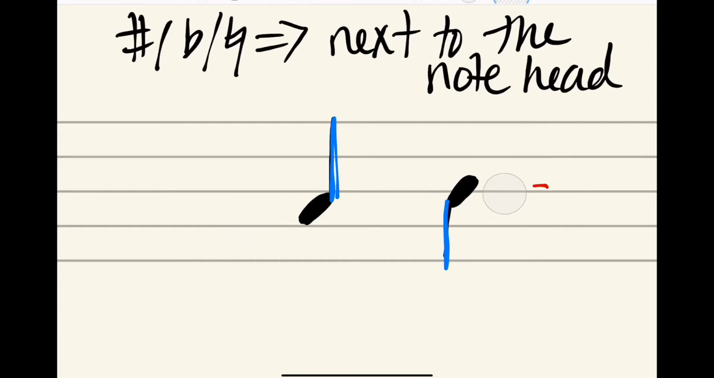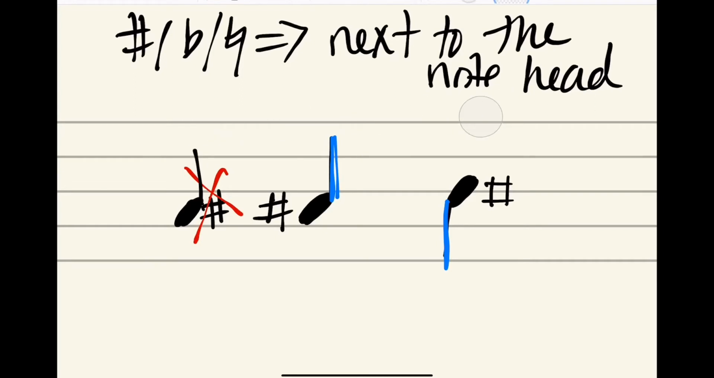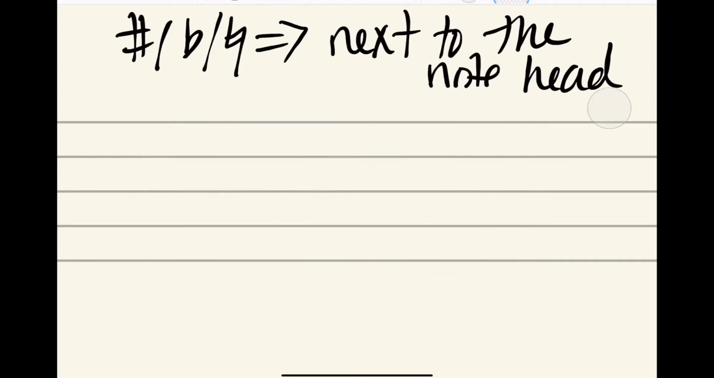So the note needs to always, the accidental, the sharp or the flat, needs to always be next to the note head all the time, okay? Don't put it behind the stem because then it's actually on the wrong side. For example, this would be inaccurate because this is on the stem side. Even though, yes, it's next to the note head, it's on the stem side. That's not accurate. It always needs to be on the side of the note head.